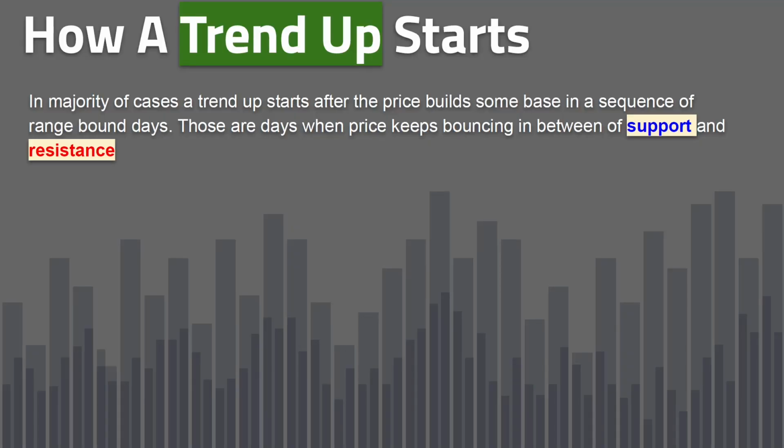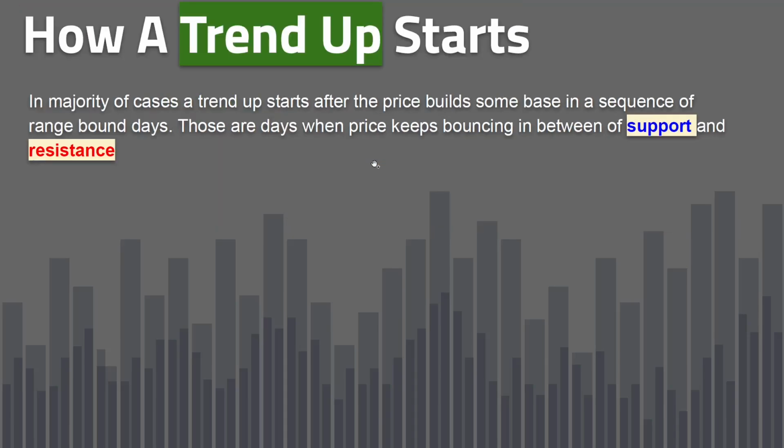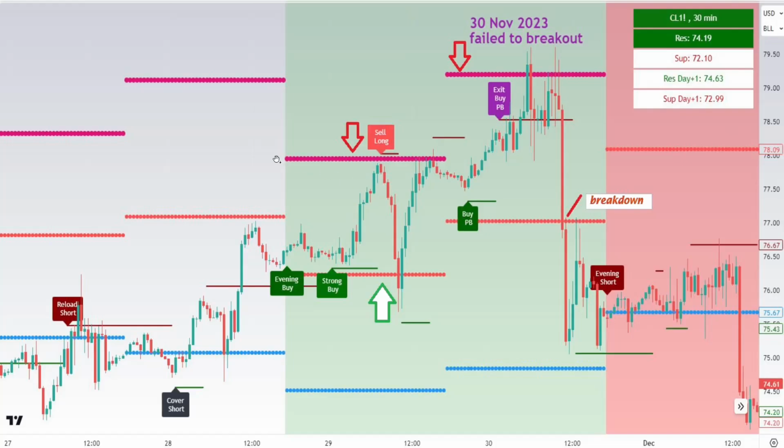In the majority of cases, a trend up starts after the price builds some base in a sequence of range-bound days. Those are days when price keeps bouncing in between the blue support and the red resistance. In an uptrending market, price spends 80-90% of the time over the broken daily resistance, so the question is, what is the active resistance for the uptrending market? And the answer is the purple secondary resistance lines.